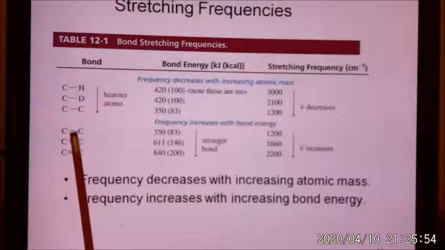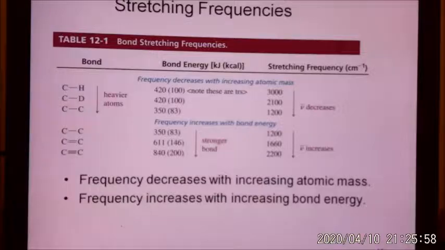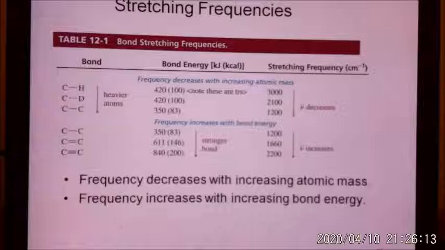What about the bond energy? If this is a weaker bond, it's at least 1200. With a stronger bond, it's going to have a higher frequency, 1660. And with the triple bond, it's just below 2200. So frequency decreases with increasing atomic mass, and it increases with increasing bond energy.